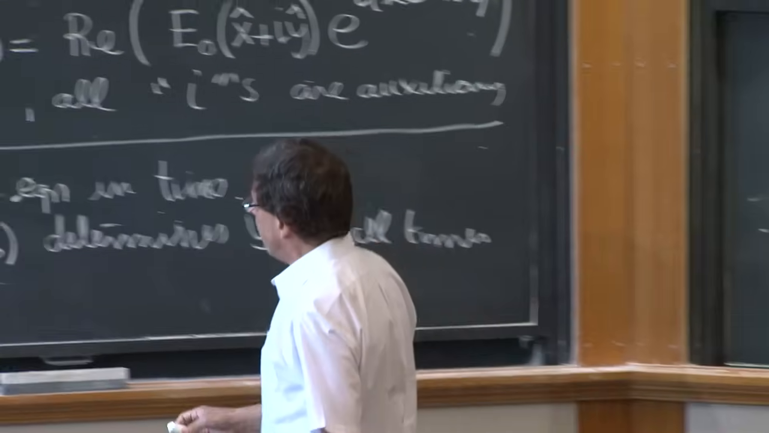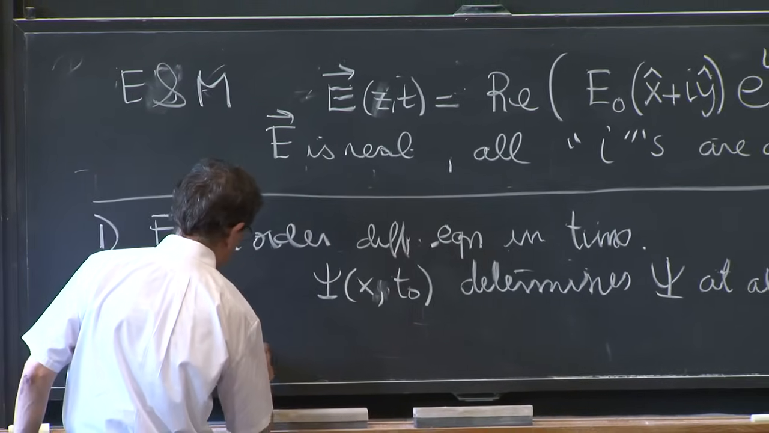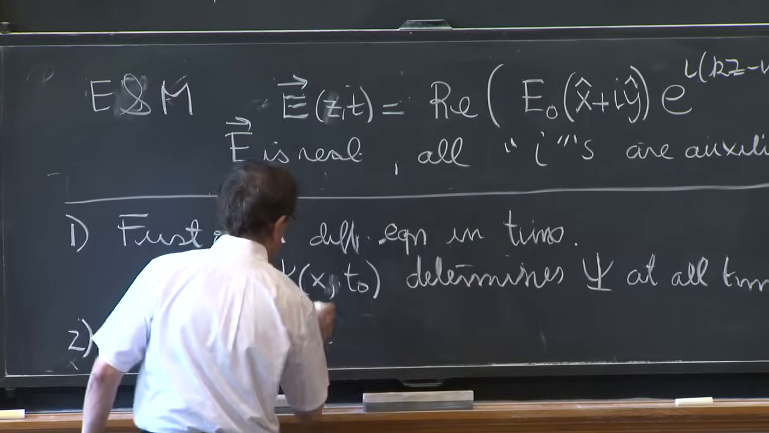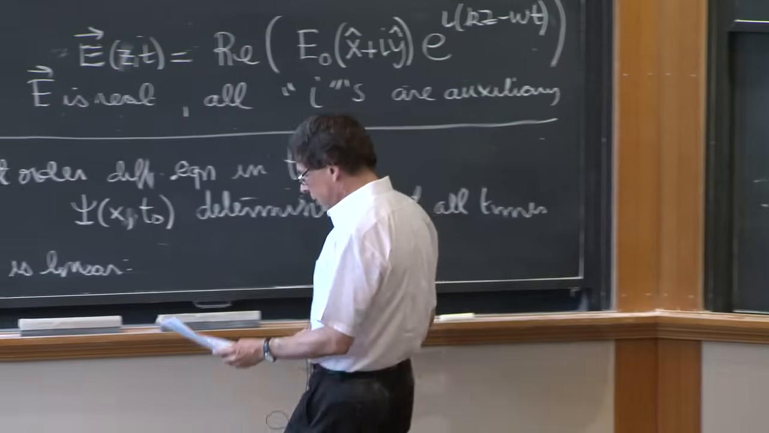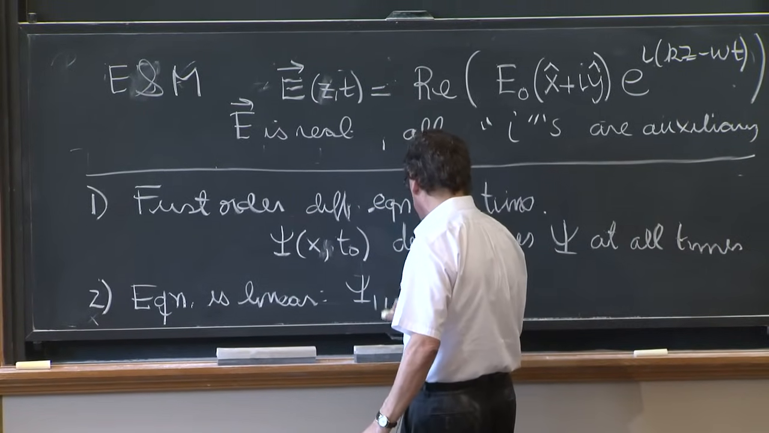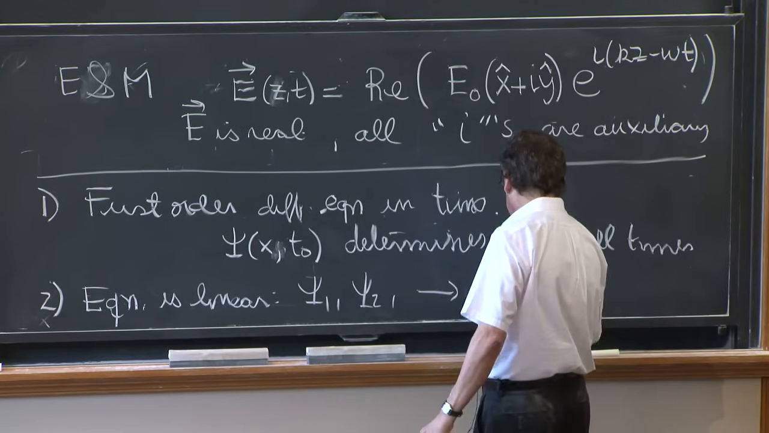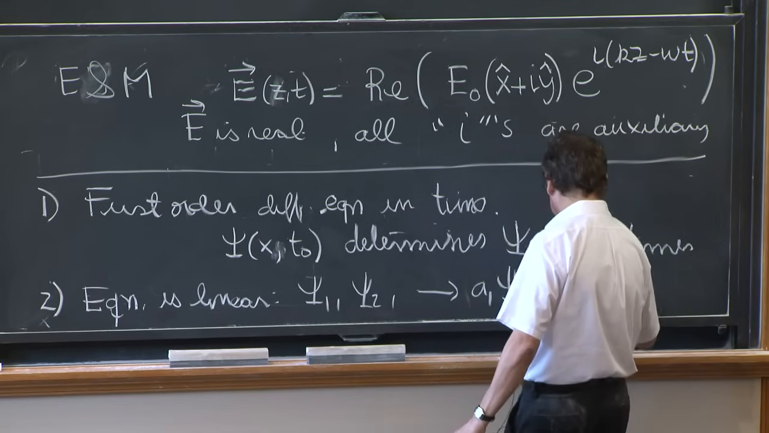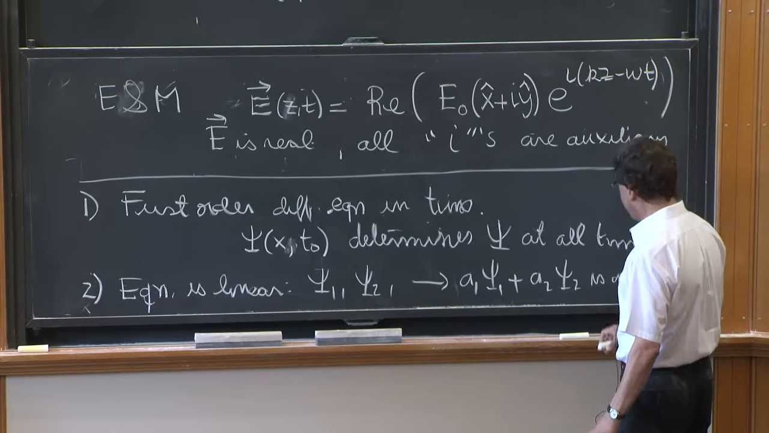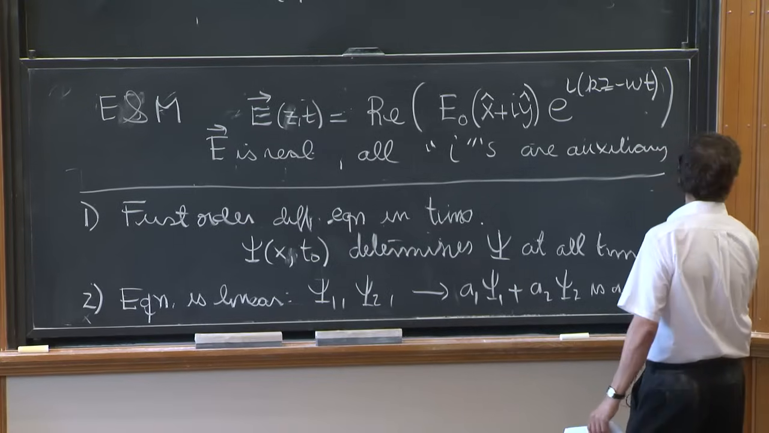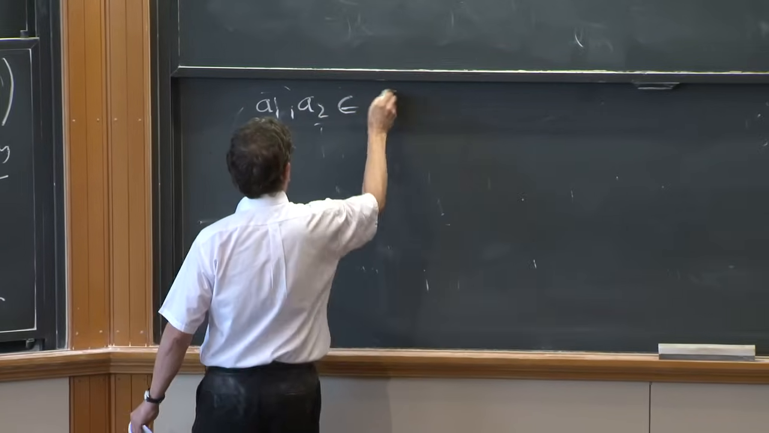Second property, fundamental property, the equation is linear. So if you have two solutions, you can form a third by superposing them, and you can superimpose them with complex coefficients. So if you have two solutions, psi1 and psi2, then A1 psi1 plus A2 psi2 is a solution. And here the A's belong to the complex numbers. So A1 and A2 are complex numbers.